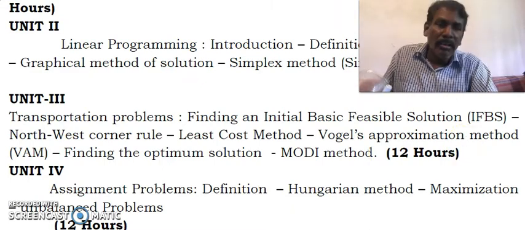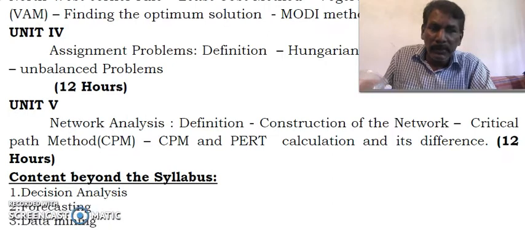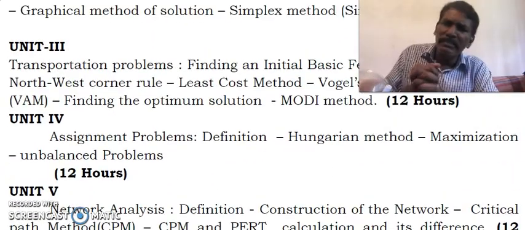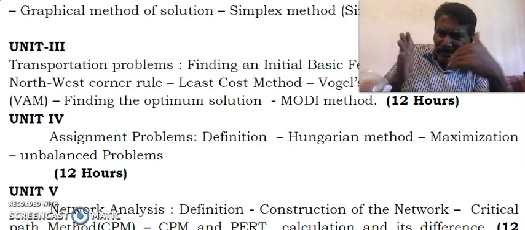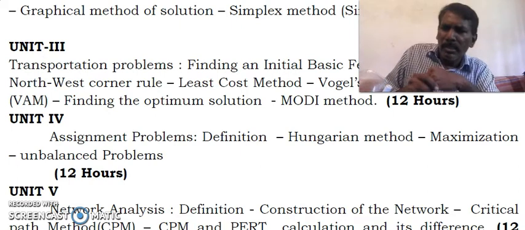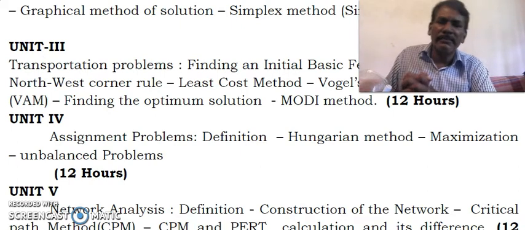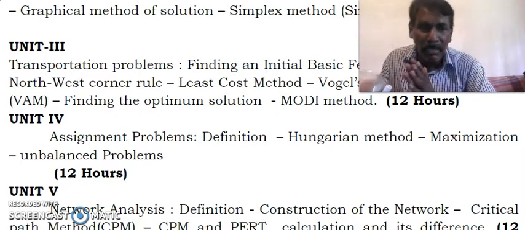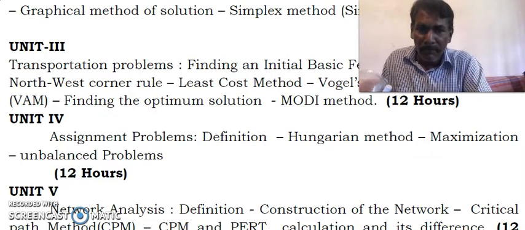As far as unit number 4 is concerned, the assignment problem, it is very easy, of course, you know well, the steps I have told you. Okay, the row reduction, column reduction, and then drawing the lines, then checking the optimality, at last the optimum checkup. Those things are very, very important.